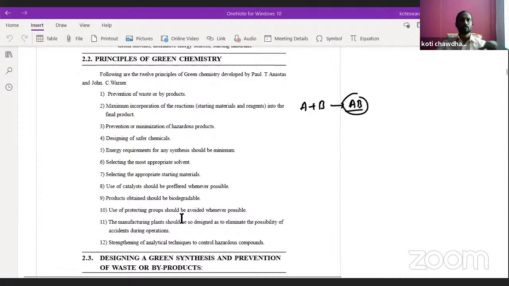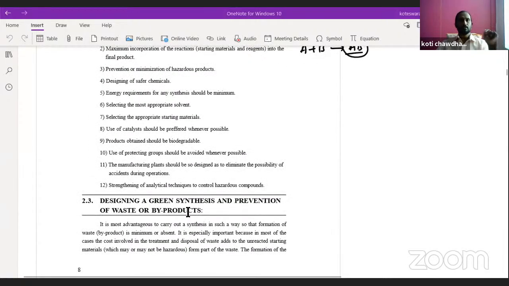Now, this is the eighth principle. What is the eighth principle? The seventh principle is selecting the appropriate starting material, and the eighth one is use of catalyst. That is also discussed. Next, the ninth one: products obtained should be biodegradable. Whatever products we make, our target is there, the target we want to achieve, we are going to use it. After the usage, it should be biodegradable. Okay, that is the ninth rule.